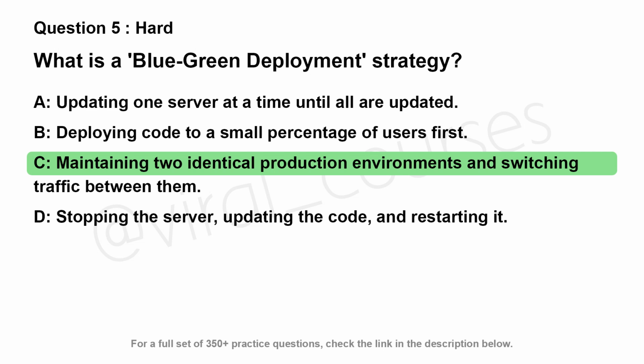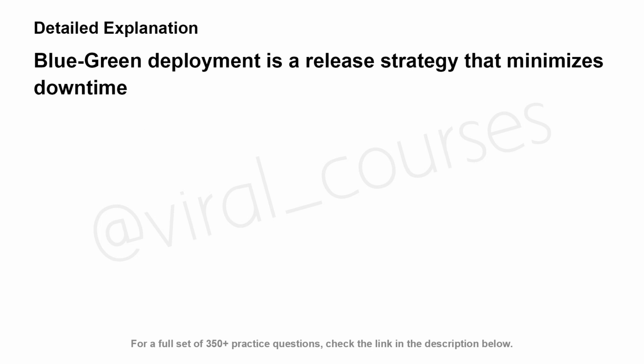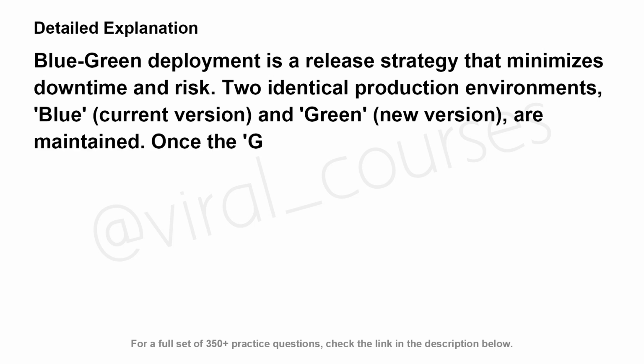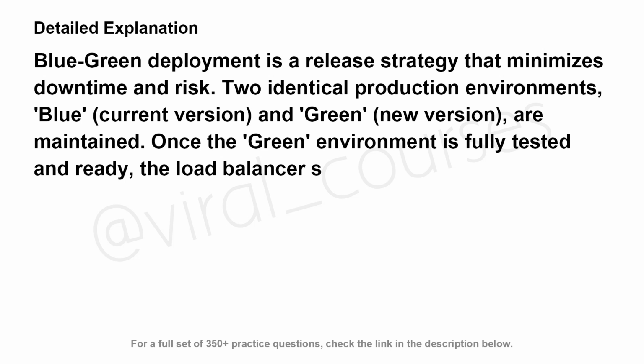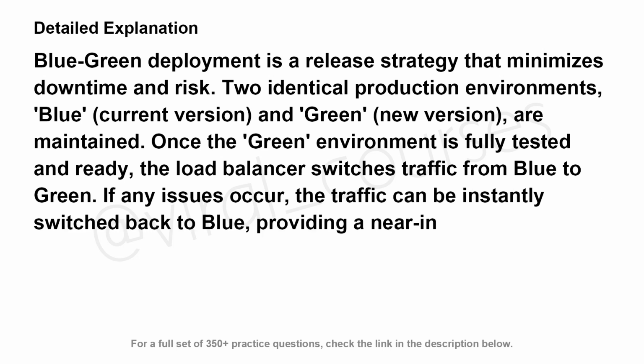The correct answer is C. Blue-green deployment is a release strategy that minimizes downtime and risk. Two identical production environments, blue, the current version, and green, the new version, are maintained. Once the green environment is fully tested and ready, the load balancer switches traffic from blue to green. If any issues occur, the traffic can be instantly switched back to blue, providing a near-instant rollback mechanism.